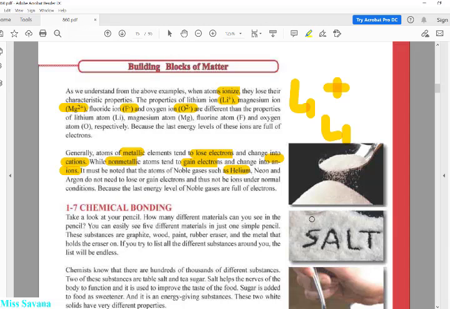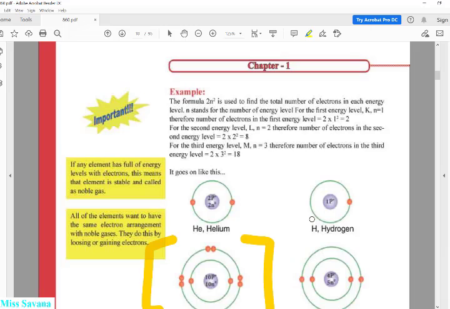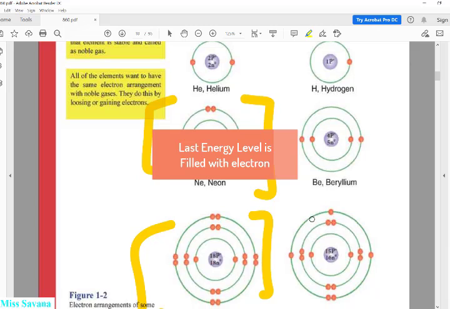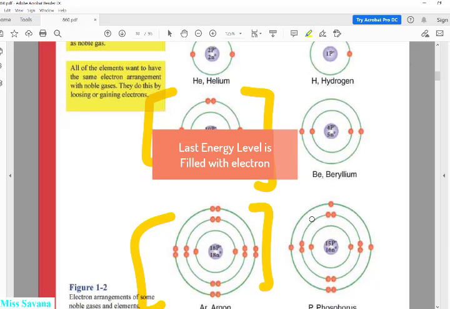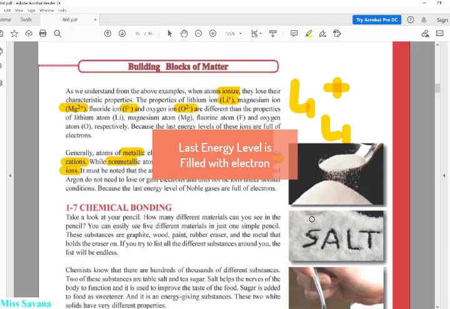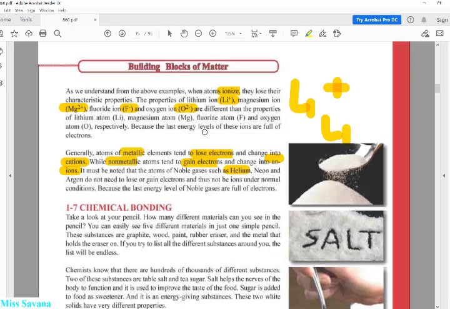What about the noble gases, guys? The gases that are already settled, that already have all the electrons on them, just like these three: the helium, neon, and the argon. What's gonna happen to them? Are they gonna gain or are they gonna lose? So the helium, neon, and argon do not need to lose or gain electrons. They don't need to gain or lose. And thus are not ions under normal conditions.